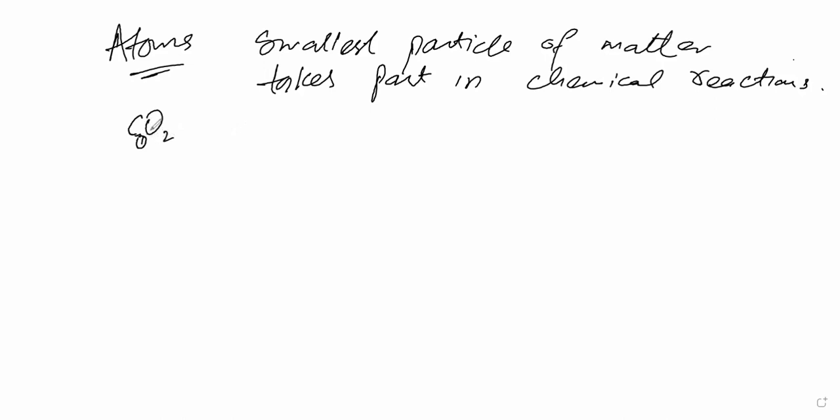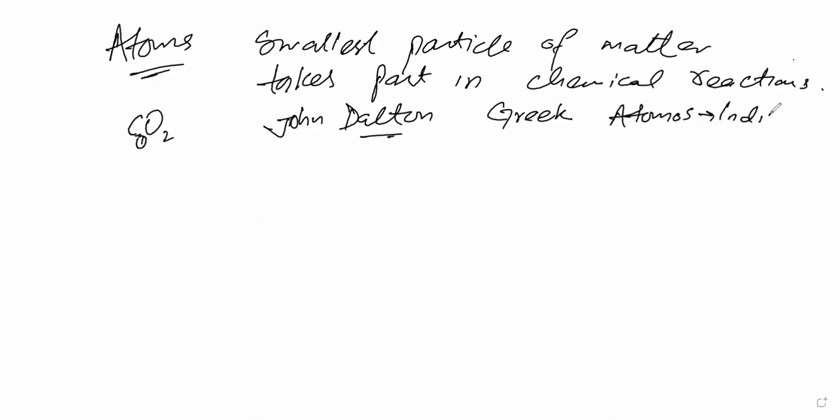So the very important thing: how and who discovered the atom? There was a scientist whose name was John Dalton. He said that atoms cannot be further divided, and he took that name from the Greek word atomos, which means indivisible, means which cannot be further broken down. Even though it can be divided, its name remained as it is, atom. So it can take part in chemical reactions and is the smallest particle of matter.